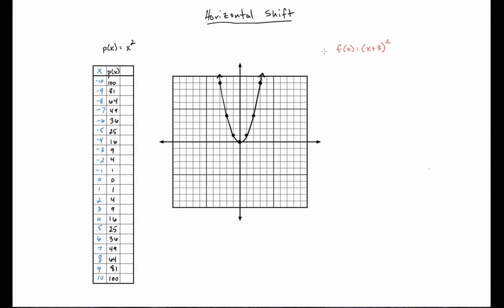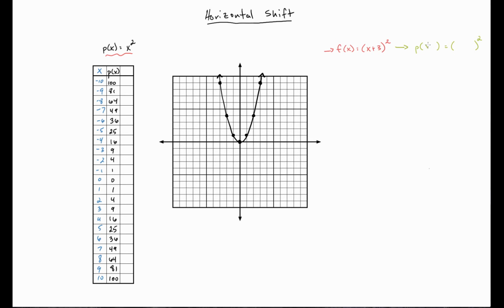Now I have f of x here, and I've identified that the parent function is just the square function, p of x equals x squared. Well, what that means is that I can go ahead and rewrite this in terms of the parent function. P of some input is equal to that input squared.